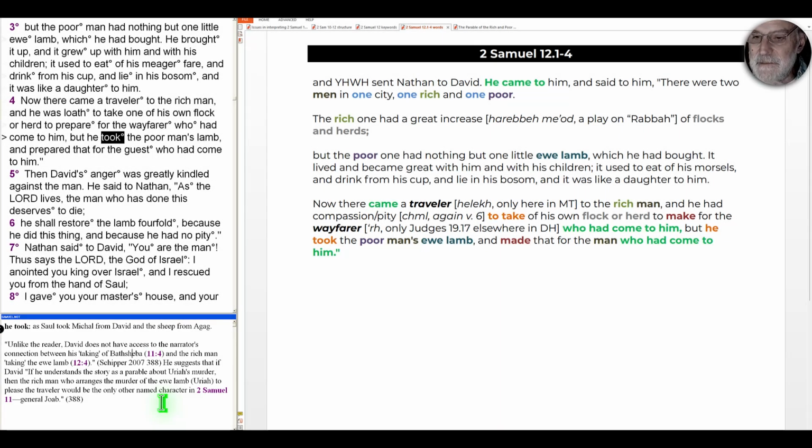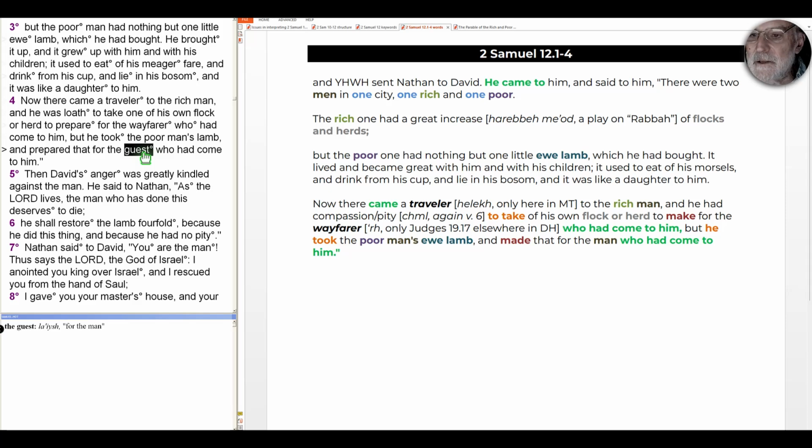And plainly, Bathsheba is the one who's taken. But people want to say Uriah is the ewe lamb because the ewe lamb is going to be killed and Bathsheba isn't killed. It's one example of how confusing this little story is if we try to make it a point-for-point allegory. And then finally, for the man who had come to him.